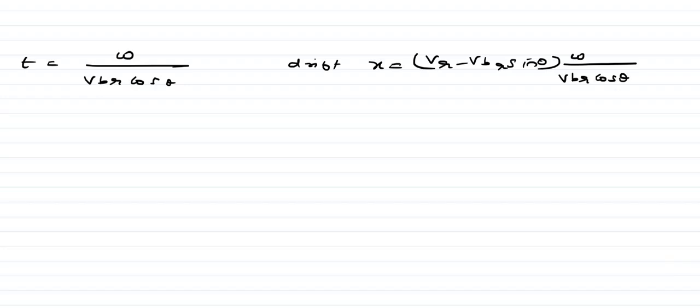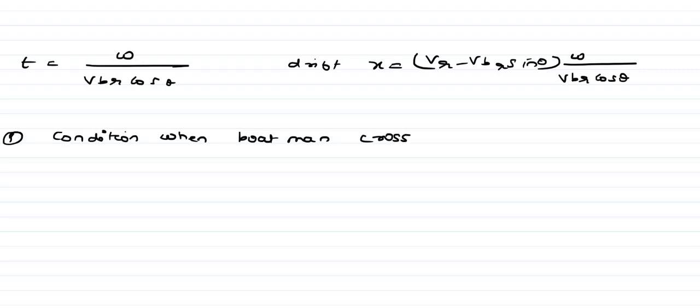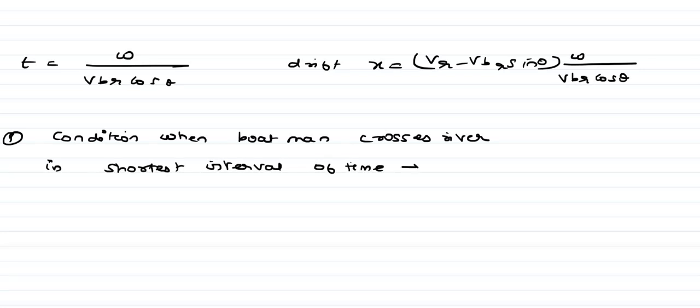What is the special case? First case, condition: when the boatman or boat crosses the river in the shortest interval of time, minimum time. Shortest interval of time means I am going to calculate the minimum time. So what is the possibility?